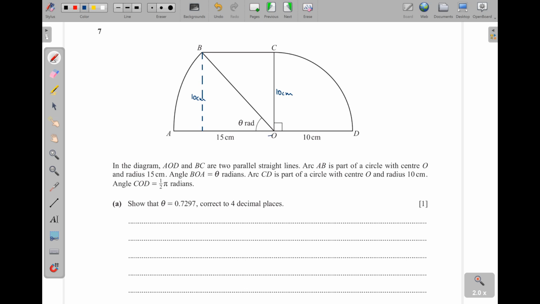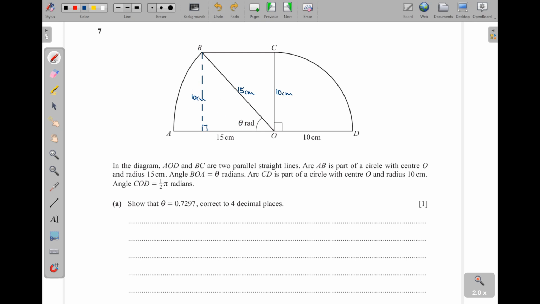But of course, this one is 15. We don't know this length here. If that is 15, and this is an arc whose center is here, even this one is 15. So I'll put 15 centimeters here. So using this triangle here, for any right angle triangle, because this one is a right angle triangle, we can use SOHCAHTOA. This one is the opposite side to this theta, and this is the hypotenuse.